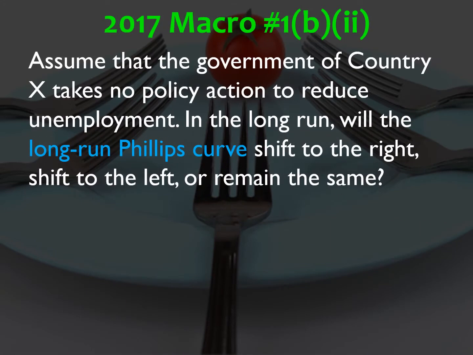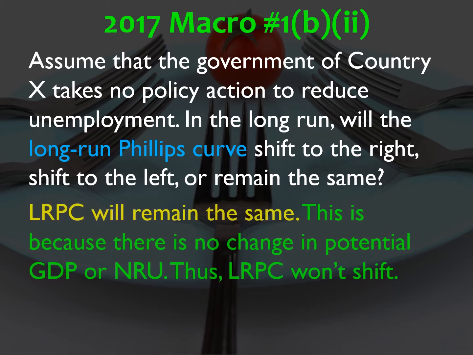Part B2, what about the long-run Phillips curve? What happens to that? So LRPC remains the same because there's no change in potential GDP or full employment output or the natural rate of unemployment. Without changes in any of those, LRPC remains where it is and it won't shift.